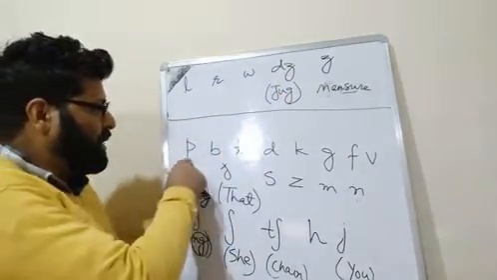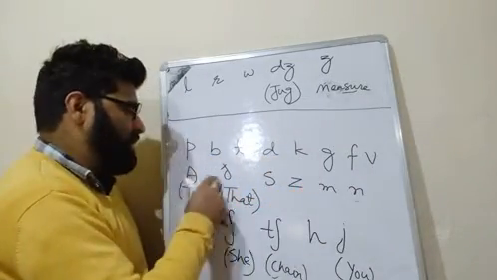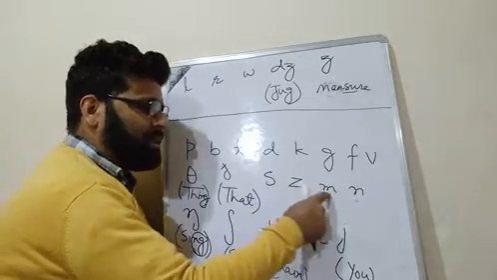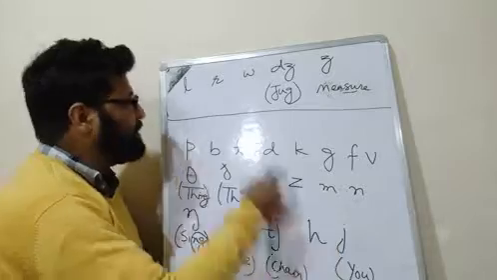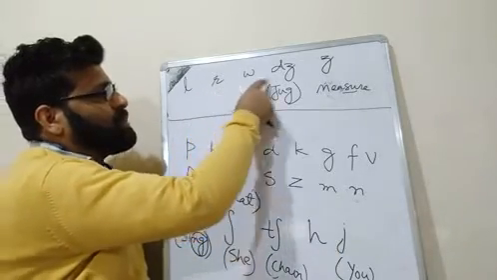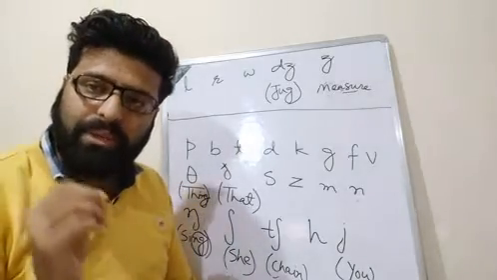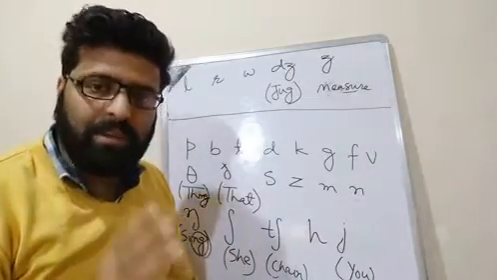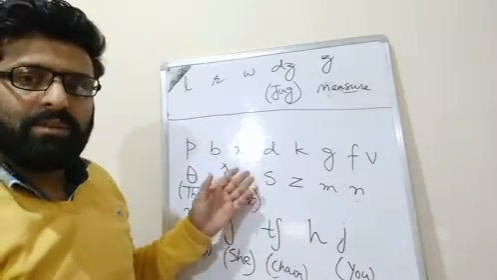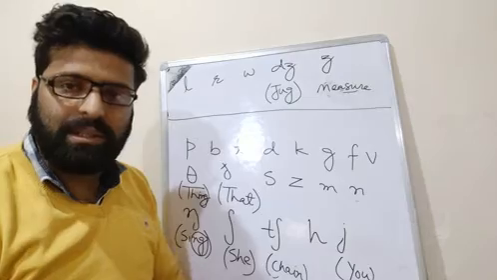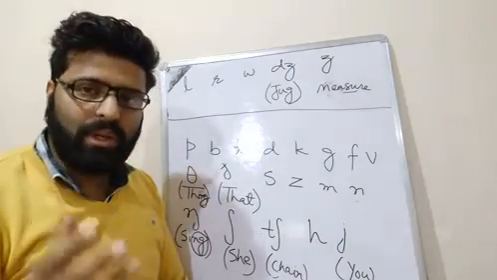See, 1, 2, 3, up to 24. As I have told you that there are 24 consonant sounds in English language, and these are the symbols for all those 24 consonants of English language. Now in our next video we are going to talk about vowels.